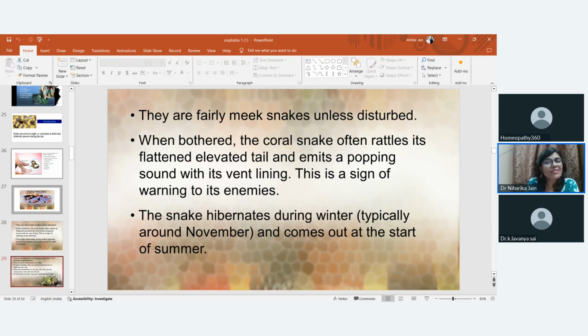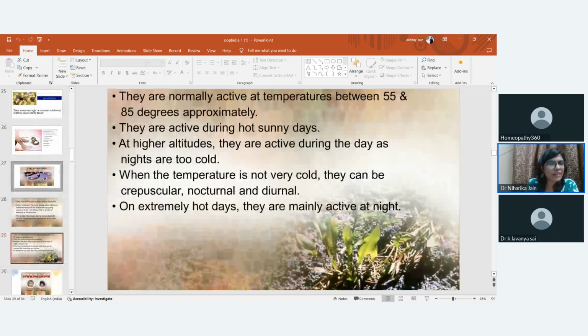They are normally active at a temperature between approximately 55 to 85 degrees, and they are active during hot sunny days.